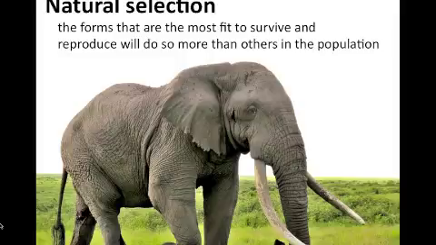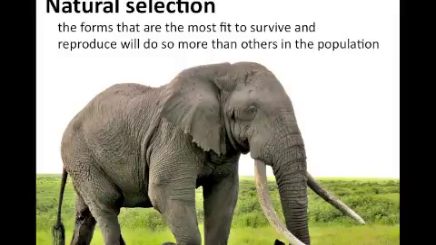For us, though, we can say that in natural selection, the forms that are the most fit to survive and reproduce will do so more than others in the population. So when we're talking about fitness, forms or individuals or characteristics that are most fit, that doesn't necessarily mean the individuals who are the biggest or the strongest. It means those individuals who can survive best in their environment. They have some sort of physical characteristic that allows them to live in their environment very well. So we're talking about adaptive advantages.